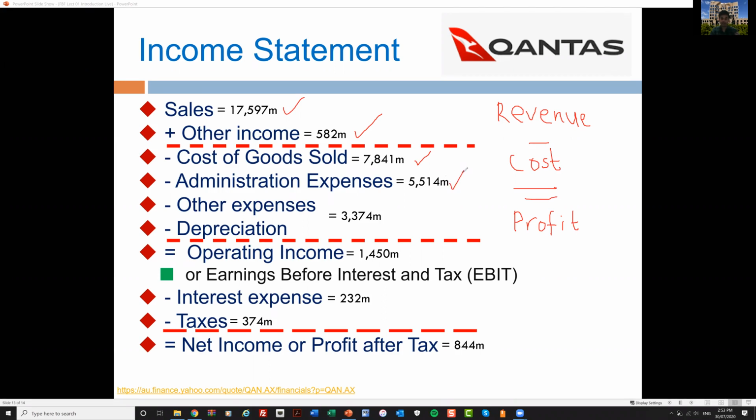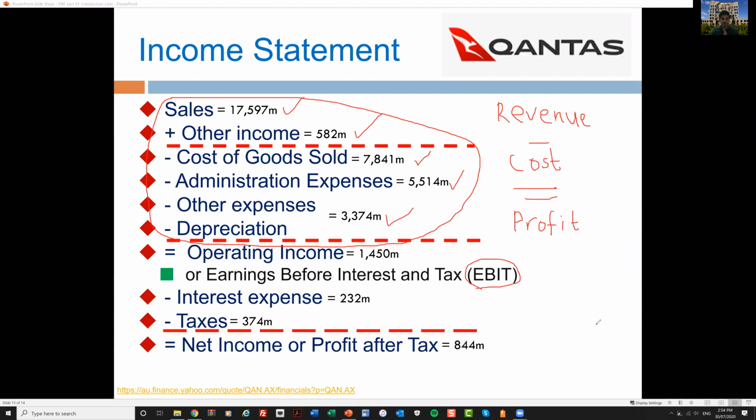Take off some general admin expenses for salary, utilities, and insurance. Take off some more expenses for maybe marketing, depreciation, which is the decline in value of its planes. And if you add all of these things together, we get its EBIT.